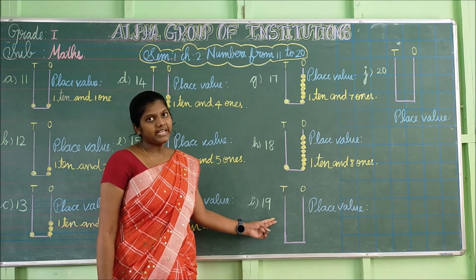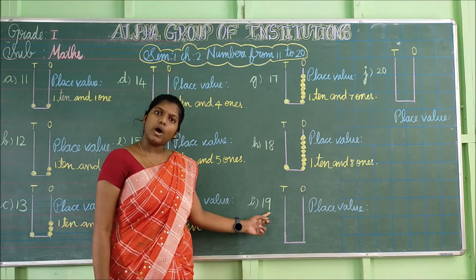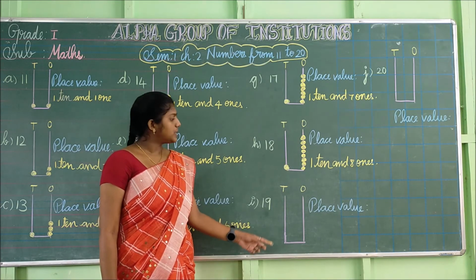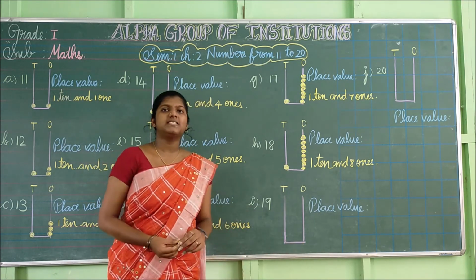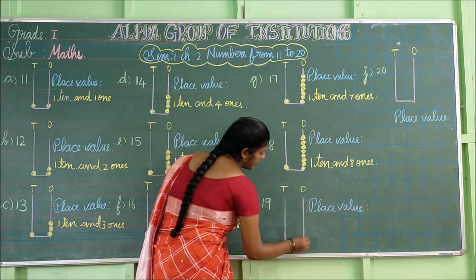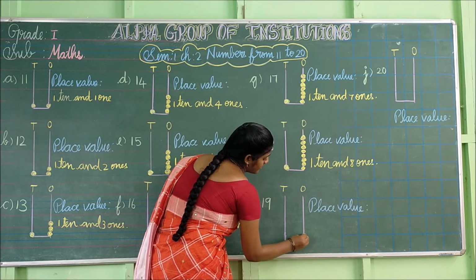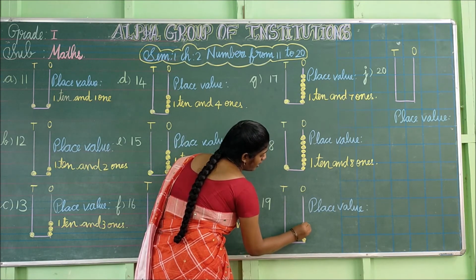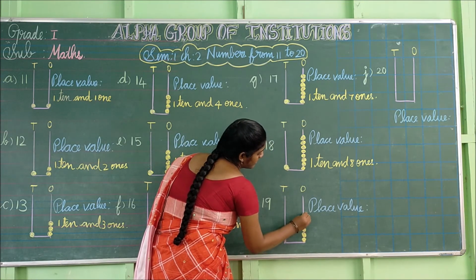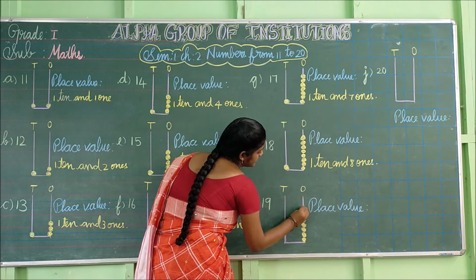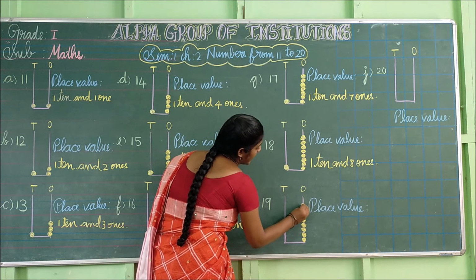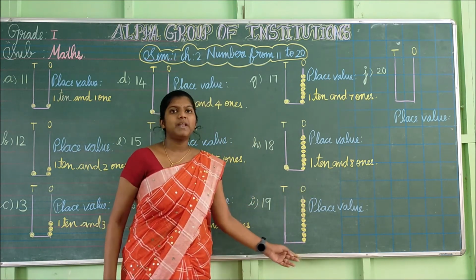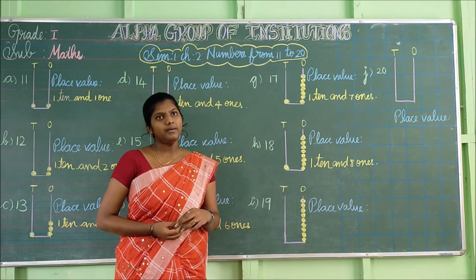Okay children, now see what number is this? Number 19. So in the ones place what do we have? Yes, we have 9. So I am going to draw 9 beads in this ones place. See here, 1, 2, 3, 4, 5, 6, 7, 8 and 9. So in the ones place I have drawn 9 beads.